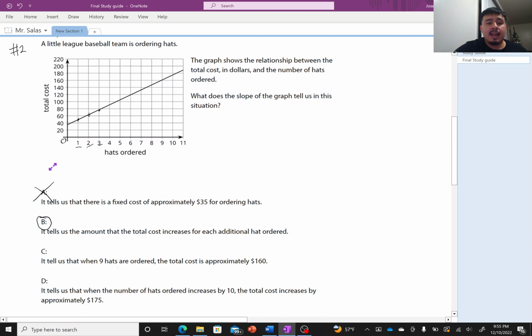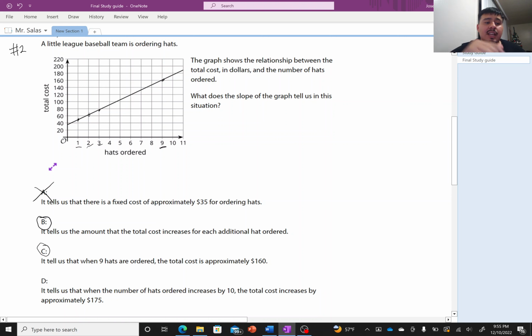Now let's look at C. It tells us that when 9 hats are ordered, the total cost is approximately $160. Well, let's go ahead and look at 9. We're looking at 9, and 9 happens to be at about 160. That is also a true statement.